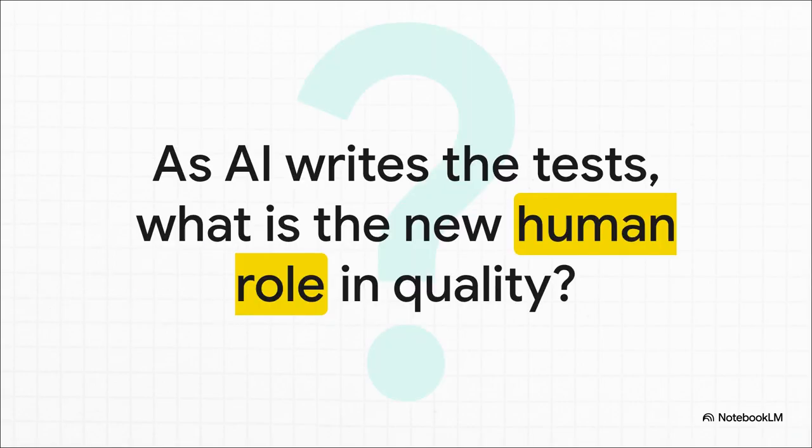And that leaves us with a really fascinating question to think about. BDD started as a way to help humans collaborate better. But if AI starts handling the writing and the automation, what does that mean for our role? Maybe it means our job becomes even more focused on that very first step, discovery, the creative, strategic human conversations about what we should be building in the first place. It seems the collaborative heart of BDD is about to become more important than ever.